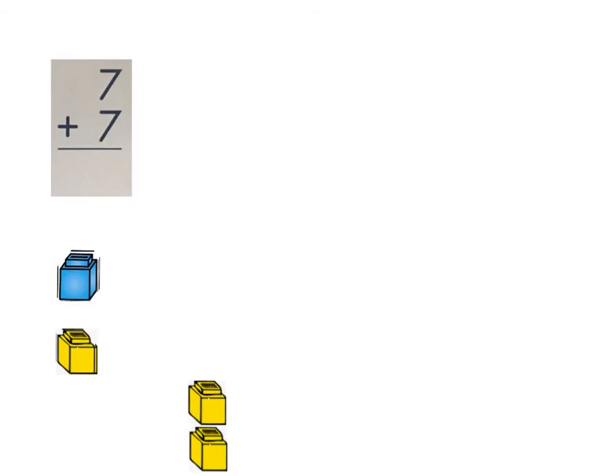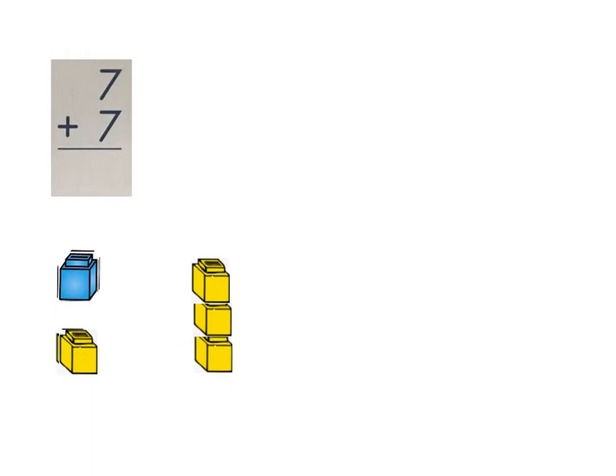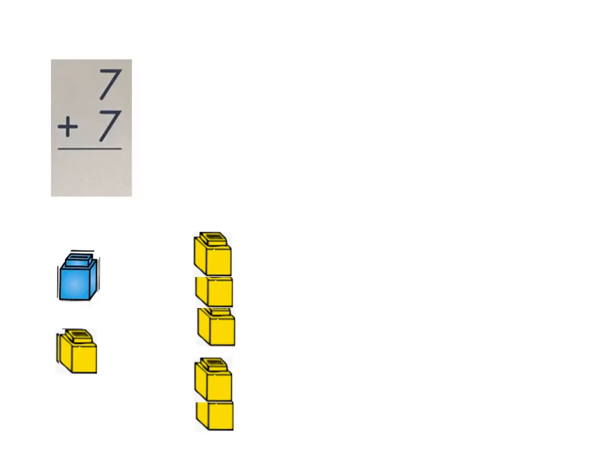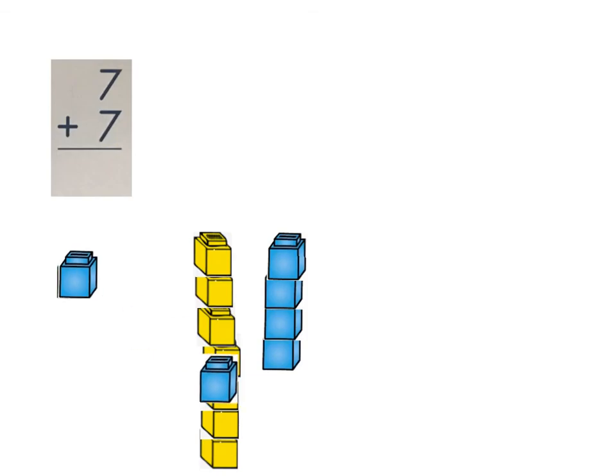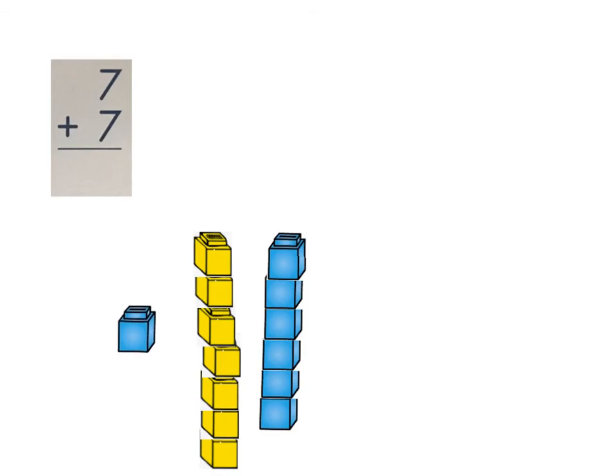1, start up here. 1, 2, 3, 4, 5, 6, 7. So you put 7 linking cubes in your tower. And then what is the second number? It's also a 7. Good. So with my other color, I'm going to build a tower with 7 linking cubes in that one. 1, 2, 3, 4, 5, 6, 7.